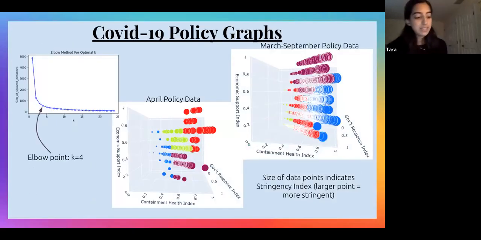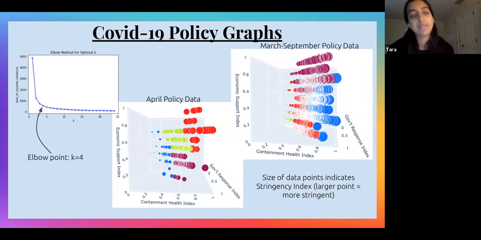So I did K-means on all of the policy data, and these are my results. If you try doing K-means with different numbers of clusters, which is the number K, you can plot the sum of squared distances of the points within each cluster against the number K, which is this graph on the left. And you pick the optimal number K by choosing the elbow point, which is the point at which the graph bends.